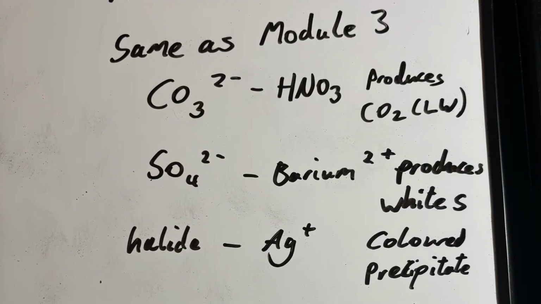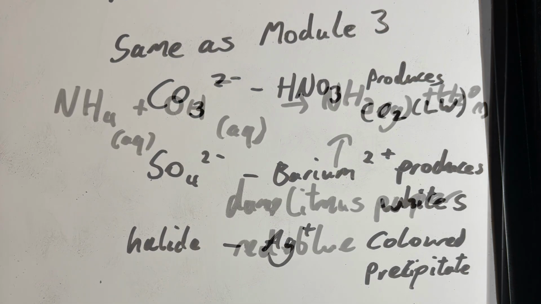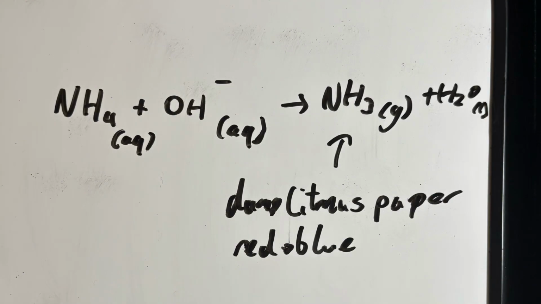Now, the spec also specifically mentions knowing your test for anions, but they're all exactly the same as Module 3, except for the one for halides, where instead of silver nitrate, it asks you to react it with just silver ions. And it also wants you to know the test for ammonium, which again is in Module 3. And if you're in any doubt about any of these tests, definitely just go check out my Module 3 video, and I should have explanations there.